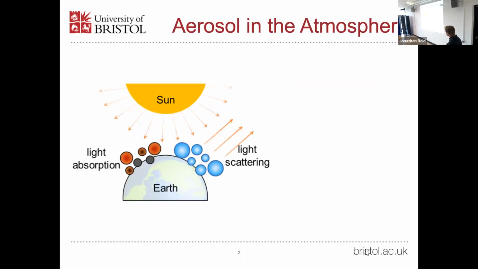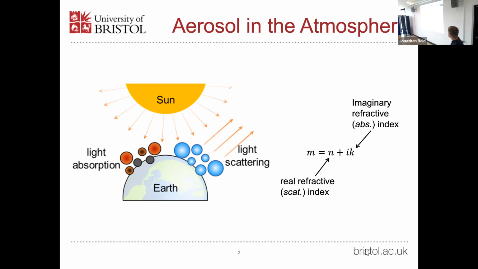So aerosols in the atmosphere can absorb light, and that has a warming effect in the atmosphere, or they can scatter light back to space, which cools down the atmosphere. And the extent to which a particle will absorb or scatter light is dependent on the particle size, morphology, and also on the complex refractive index, m, which is the sum of the real refractive index, which really broadly tells you about the scattering of the particle, and the imaginary refractive index, k, which tells you about the absorption of the particle.